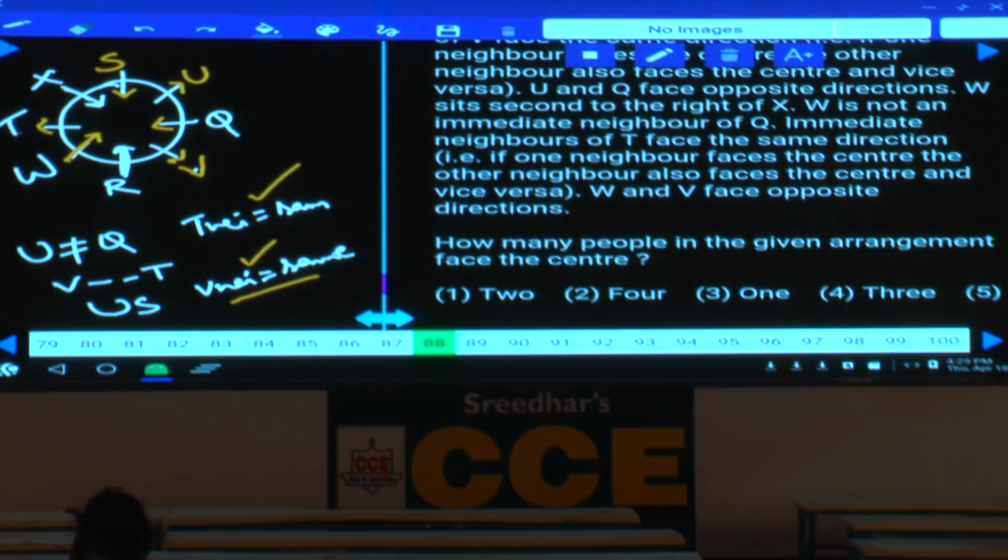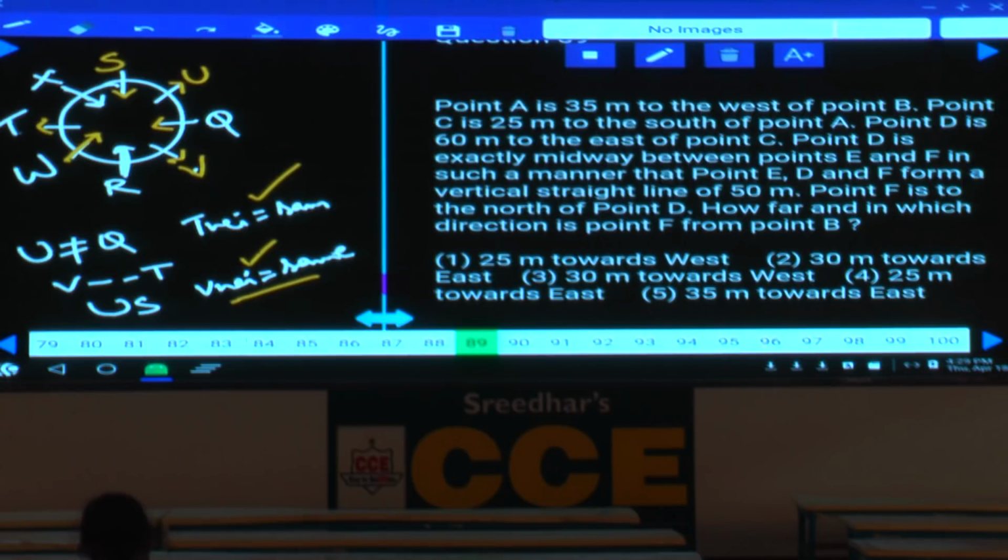How many are facing the center? 1, 2, 3, 4, 5 are facing the center, 3 are away. 5, that is given in choice 5, isn't it? 88, choice 5. Then question number 89.